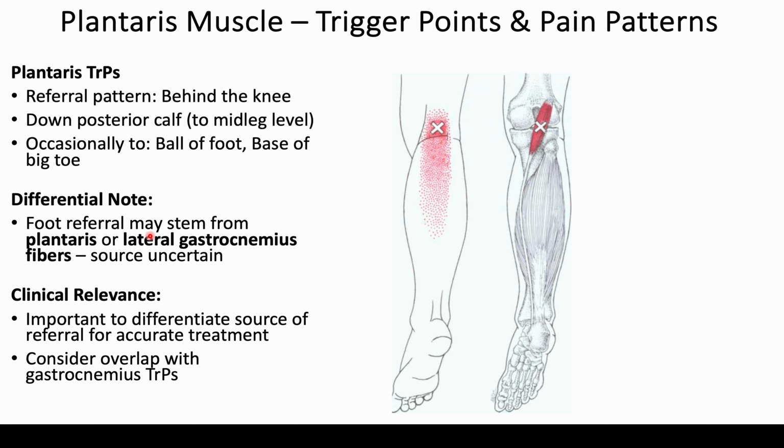A foot referral may stem from plantaris or lateral gastrocnemius fibers. The source is uncertain. Clinical relevance: important to differentiate the source of referral for accurate treatment. Consider overlap with the gastrocnemius trigger points. The reason why this muscle is similar to the gastrocnemius, obviously, is because it goes across the knee joint.